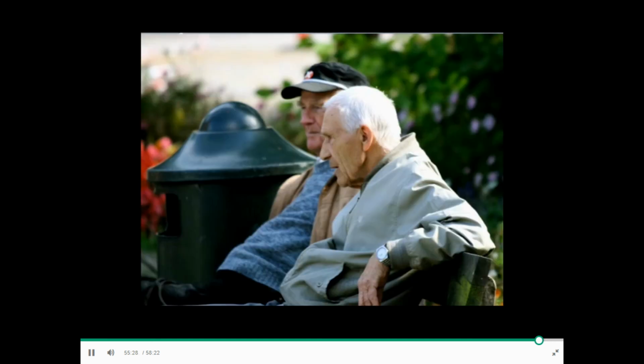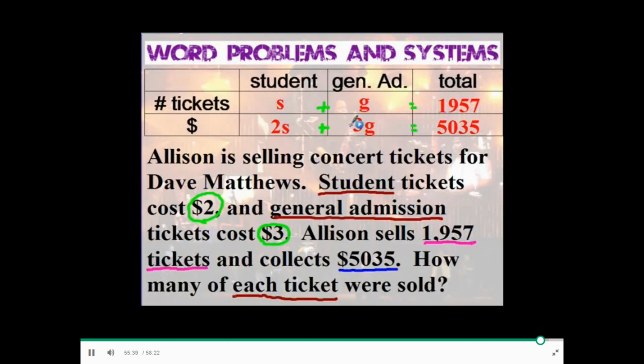All right, so let's review what we've done so far. Back up here, we learned that word problems aren't so scary after all. We set up this chart. In the top right, we always put the total. We write down what the two totals are and then label them on the left side. Up on the top, we look at what the question is asking. In this case, it was each ticket, so we put the two different types of tickets.